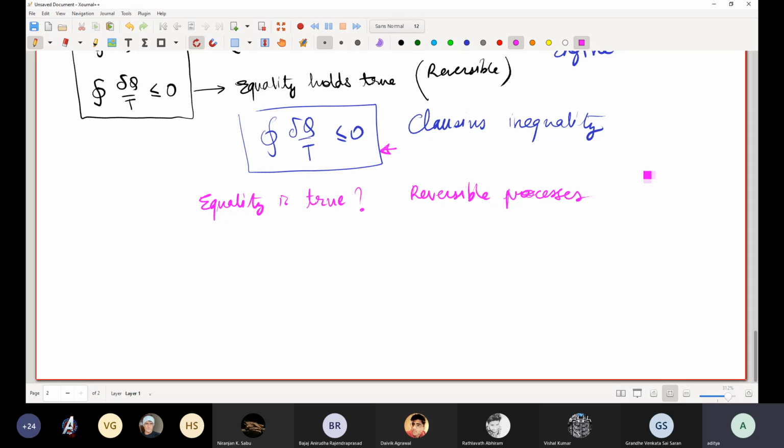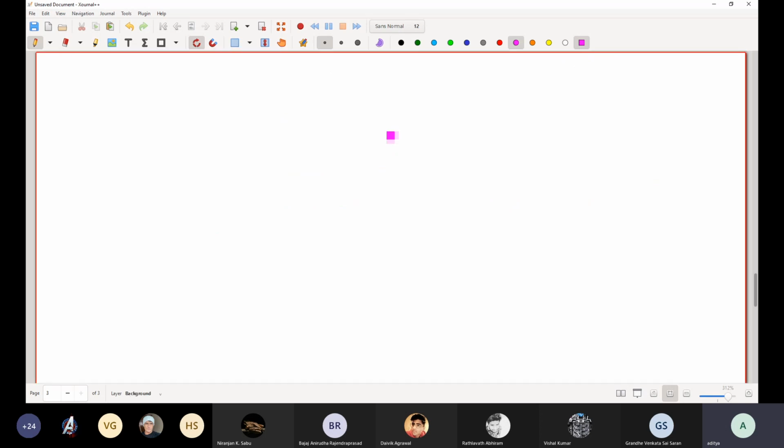Now with this statement, we are in a position to define the property of entropy. But before that, let's do a quick problem. Okay, so the problem is as follows.